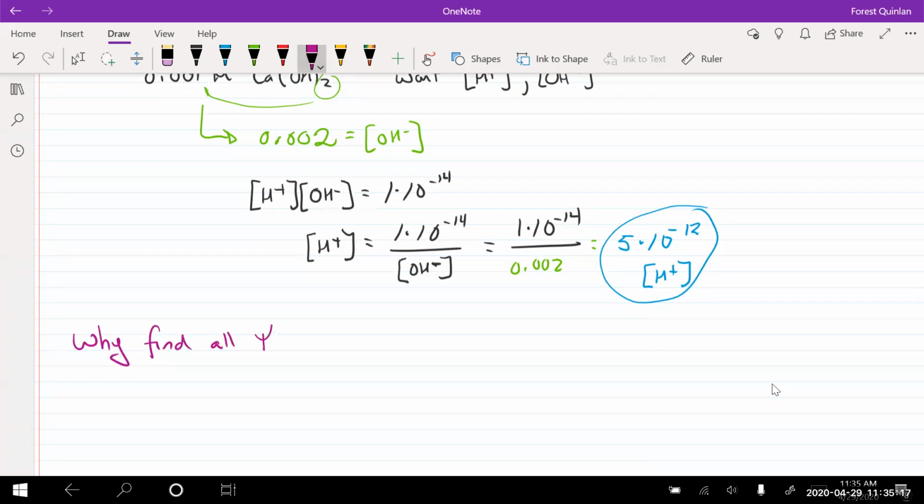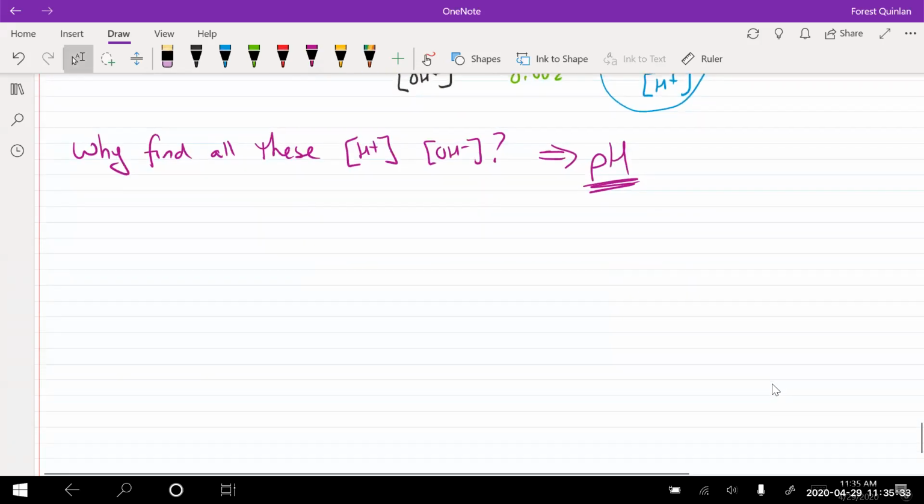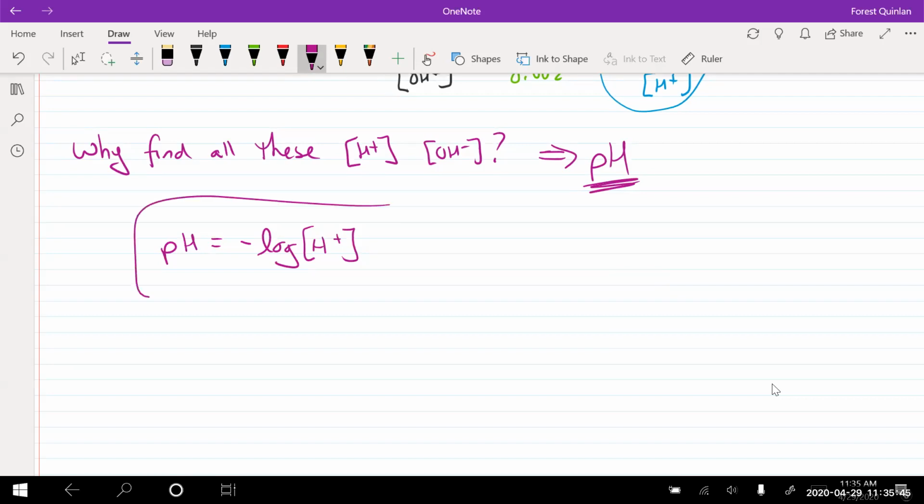Why find all these concentrations of H pluses and concentrations of OH minuses? Because that has everything to do with pH. pH is equal to negative log of the concentration of H plus. That P actually stands for negative log of.